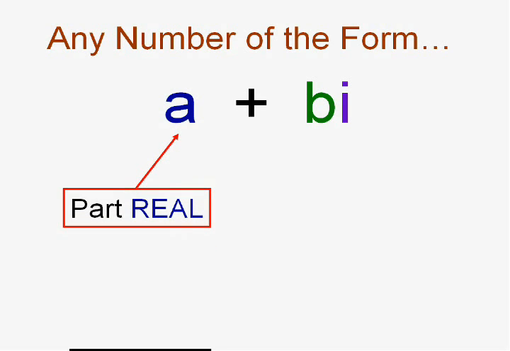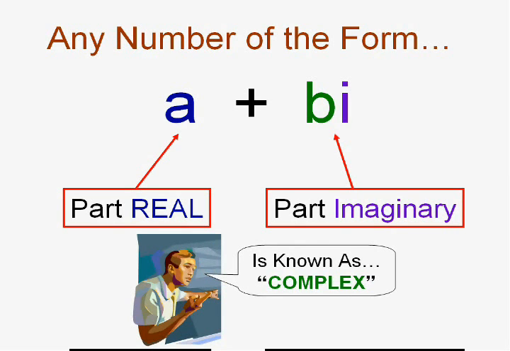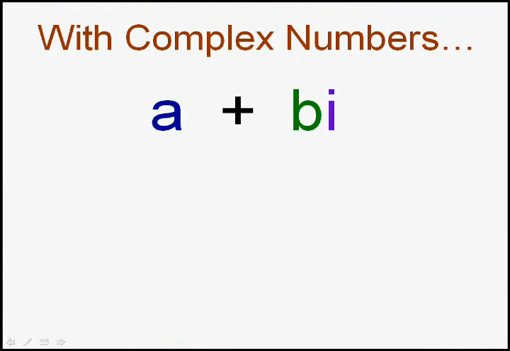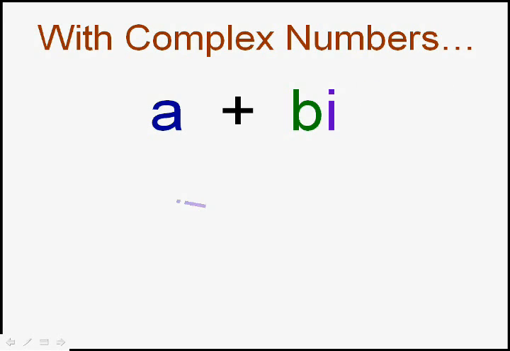is going to have to be part real, that's the a part, and part imaginary. And anything that's part real and part imaginary, we're going to call complex. That's a complex number. Now, if you're truly dealing with complex numbers, consider the exponent of i will have to be 1. Because i is the square root of -1.